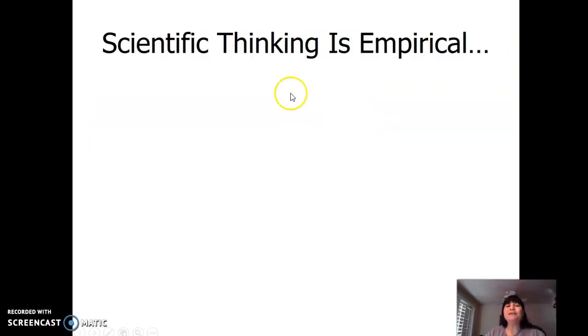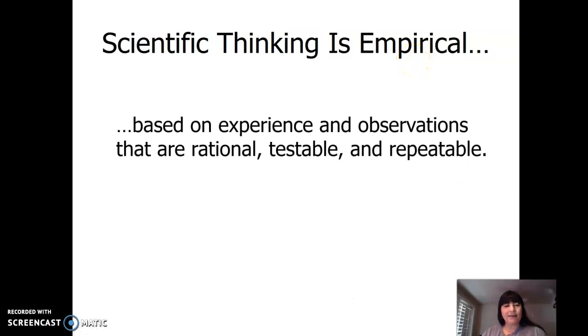So here, this word empirical, this is an important word. Scientific thinking is empirical. So what does that mean? Based on experience, observations that are rational, testable, and repeatable. Testable is a biggie. Can we test it? Can we measure it? Can we do an experiment, right? And in science, we're talking about that. We're testing stuff.